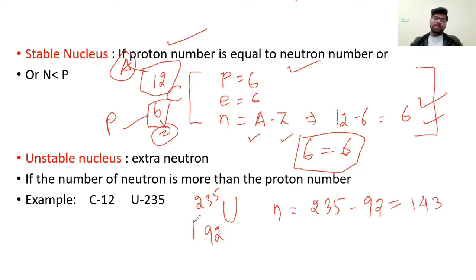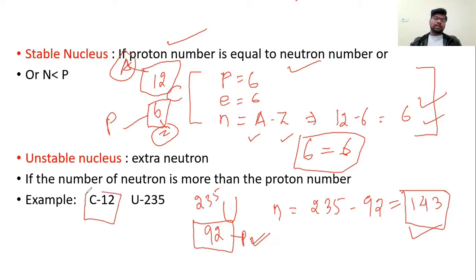Now the proton number is clearly visible: 92 is the proton number. But the neutron number is 143. So here it has an extra number of neutrons. If the proton number and neutron number were both 92, then it would be stable. But here the number of neutrons is in excess. 143 neutrons are there, but the proton number is only 92. That is why this nucleus is called an unstable nucleus. In the case of uranium, the nucleus is unstable.